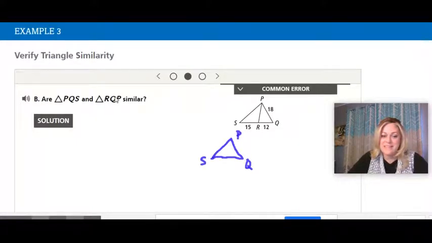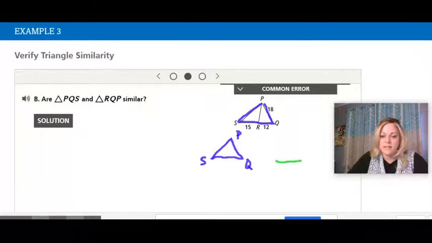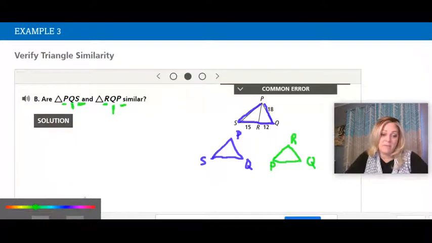PQS, is that the same as, and I'll switch colors, so that's this outside large triangle. Is that the same as, or similar to, and I'm going to draw them the same, so they're facing the same direction. This would be, notice the order, P corresponds with R, so I would have to put the R right here. Q, that second letter, corresponds with Q, so Q would go right here. And that third letter, S, has to correspond with P, so P would have to be right here.